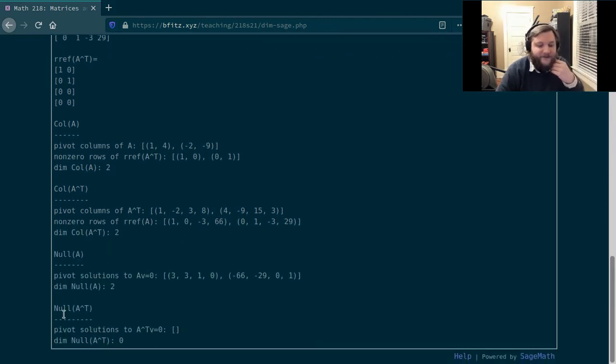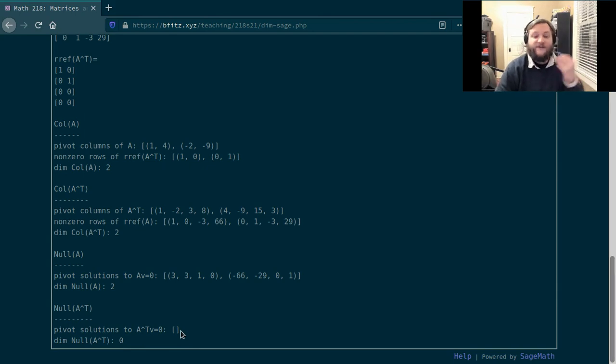And finally, for the left null space, which is the null space of the transpose, well, think about what the equation is that defines that space. It's A transpose v equals 0. And when we look at the reduced row echelon form of A transpose, we see that there will be no free variables. So we know that the only solution to A transpose v equals 0 is the 0 vector, which means that we don't have a basis here. All we have is the 0 vector in this space.